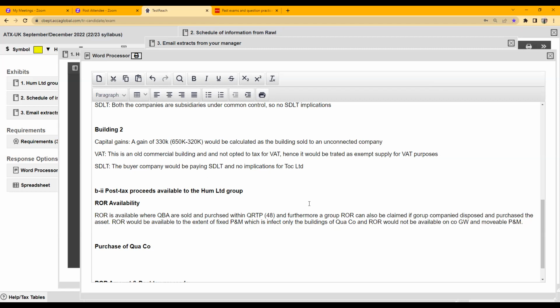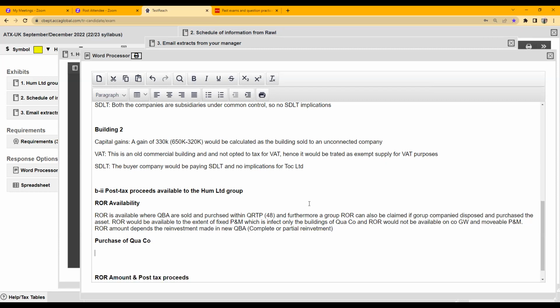The last point to write here: rollover relief amount depends on the reinvestment made in a new qualifying business asset, whether it's a complete reinvestment or a partial reinvestment. So let me write this point for your reference in brackets, complete or partial reinvestment. That would be the decision point for how much ROR is available for the companies.